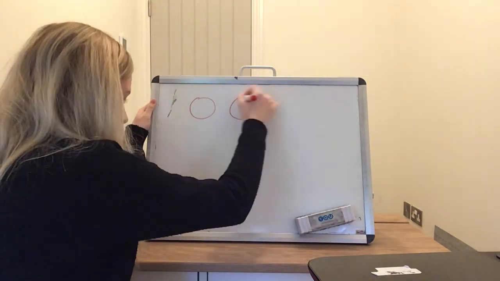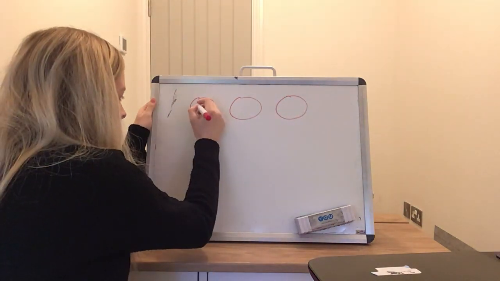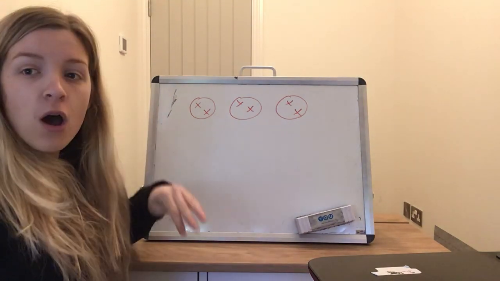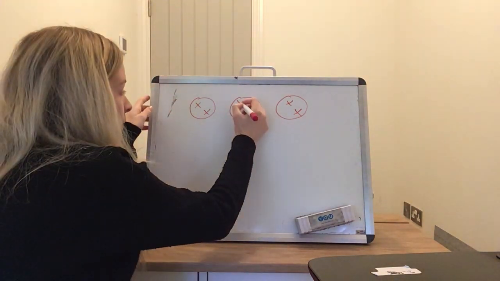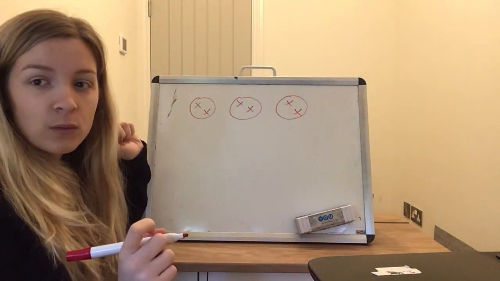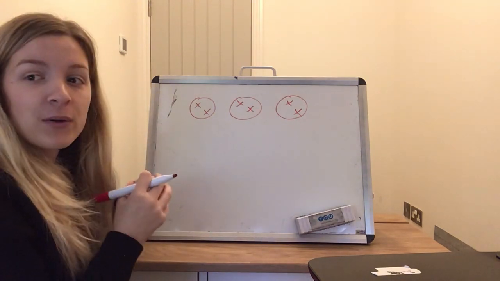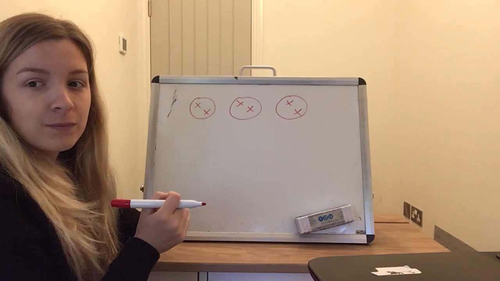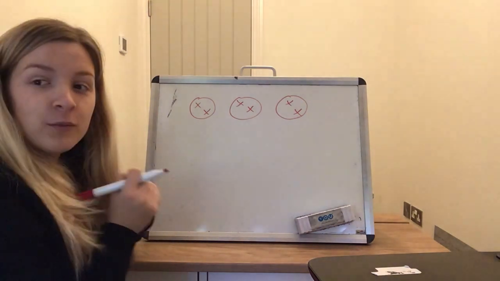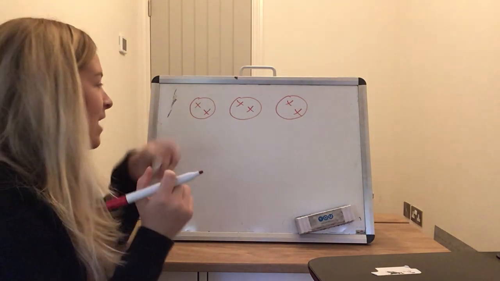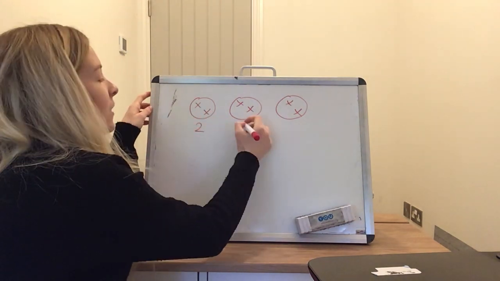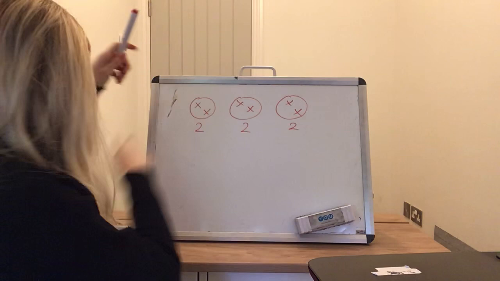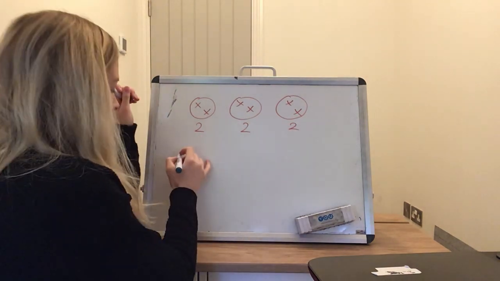1, 2, 3 groups with 2 in each. Now, are they equal groups or are they not equal? Do they have the same number in each or do they have different? Hopefully you're thinking, no, they have the same. There's 2 here and 2 here. Okay? What about these groups then?